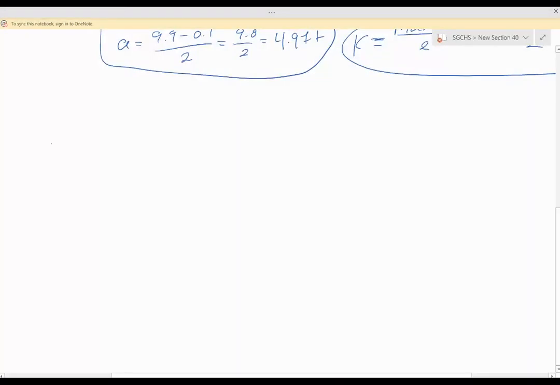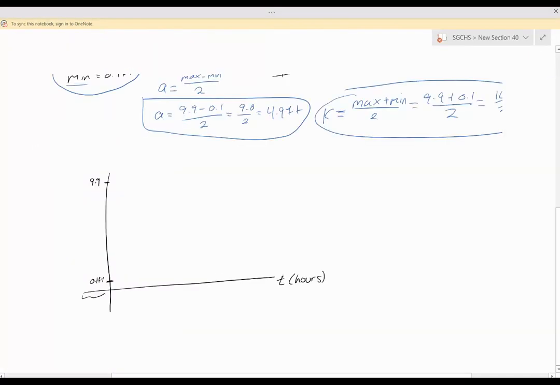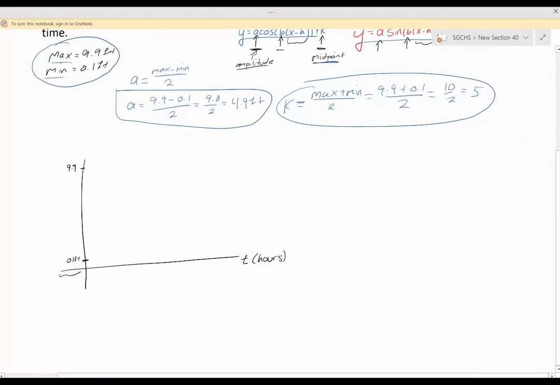I'm not going to do any negative x-axis. That's because we're working in t hours, so it's our function of time. We can't have negative time, so the negative side doesn't matter. Our minimum is 0.1 feet, and our maximum is 9.9 feet. And again, that's from our high tide and our low tide.